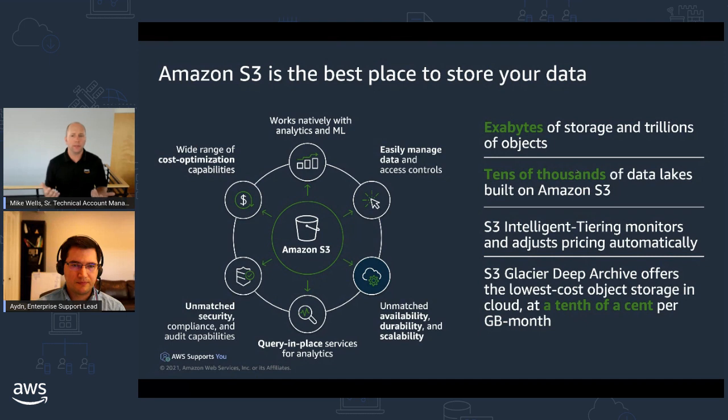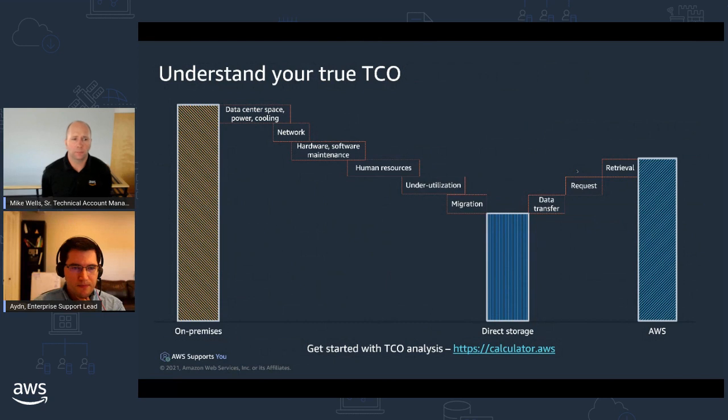We also know that some of the data in the data lake is known as cold data. So we built Amazon S3 Glacier Deep Archive, which is the lowest cost object storage in the cloud. It's less than 1/10 of a cent per gigabyte per month, or about $1 a terabyte per month. Aiden, can you talk to us about understanding your TCO a little better?